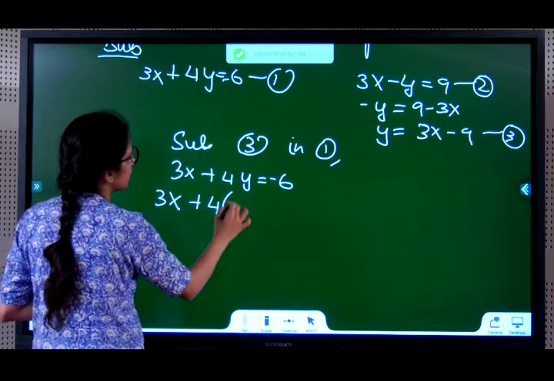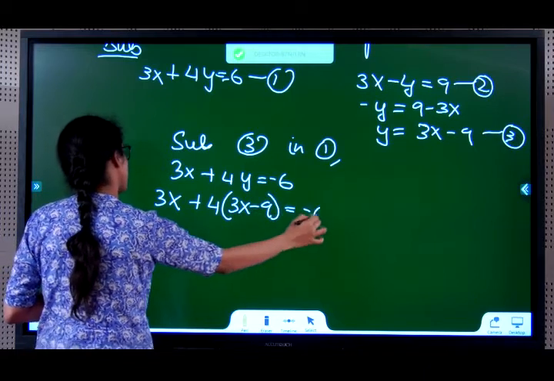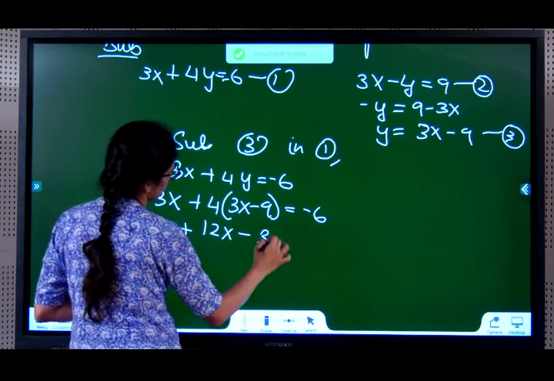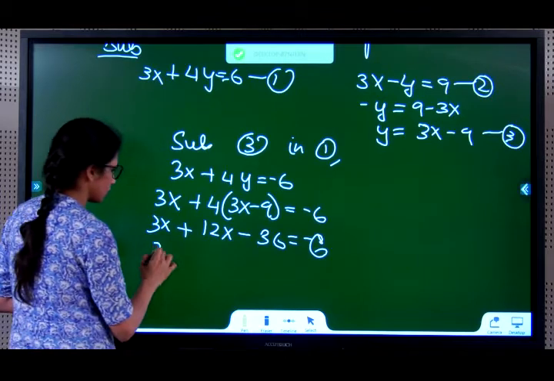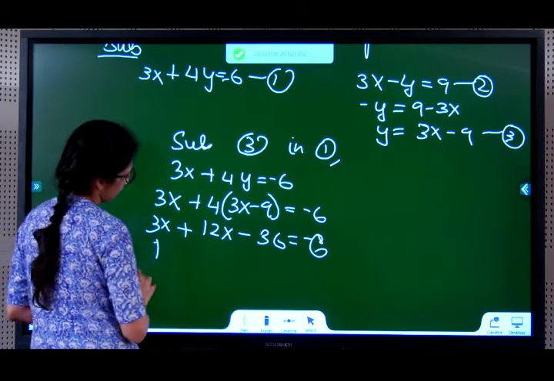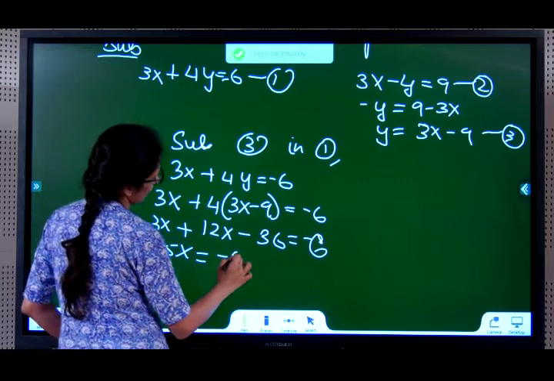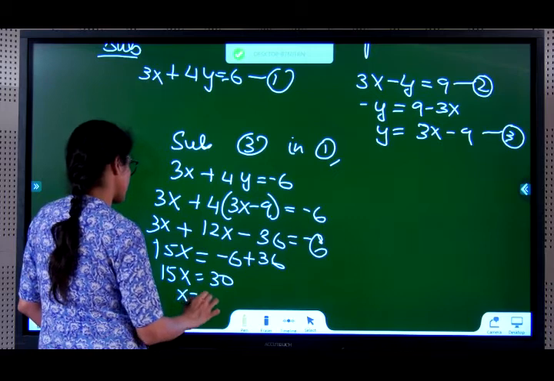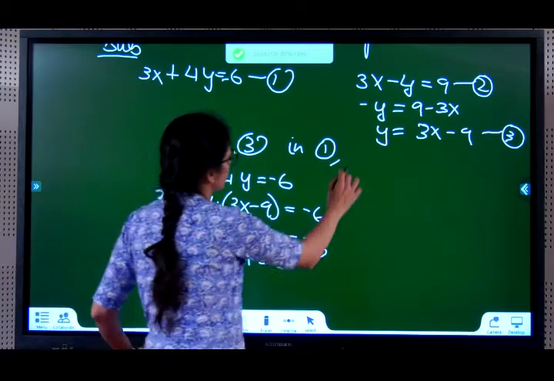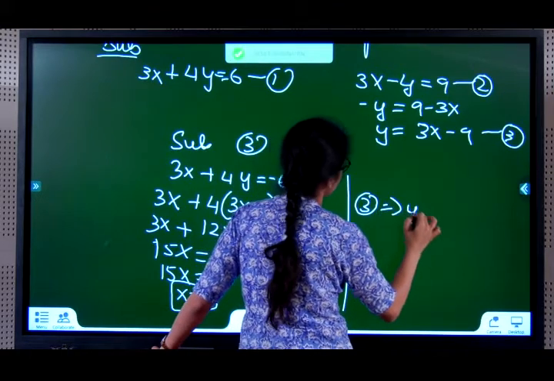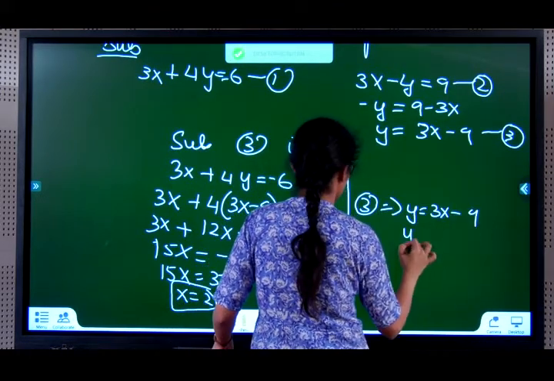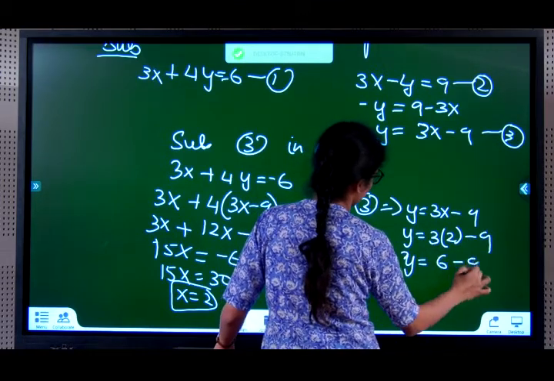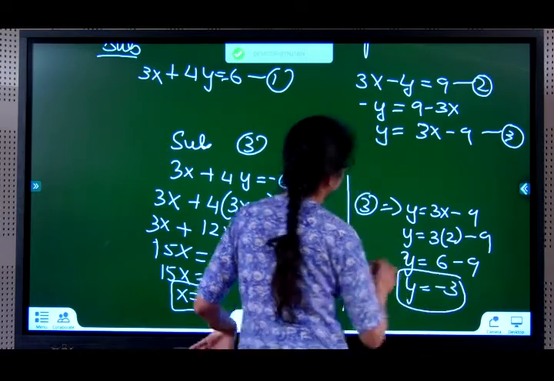3x plus 4 into 3x minus 9 is equal to minus 6. 3x plus 4 threes are 12, minus 4 nines are 36, equals minus 6. So 3x plus 12x is what? 15x is equal to minus 6 plus 36. 15x is equal to 30. X is equal to 30 by 15, which is 2. Use any equation to get the value of y. I will use equation 3. Y is equal to 3x minus 9. So y is equal to 3 into 2 minus 9. Y is equal to 6 minus 9, y is equal to minus 3.